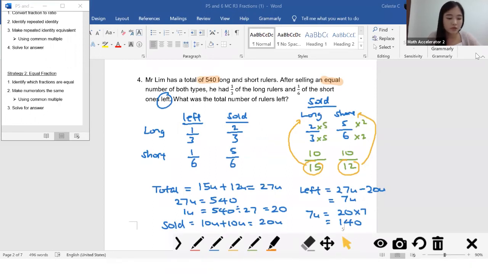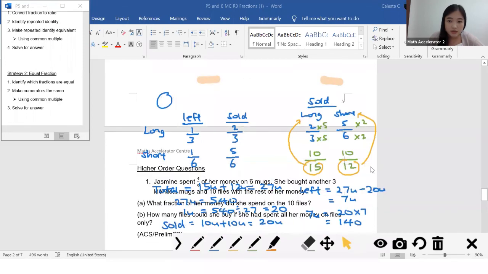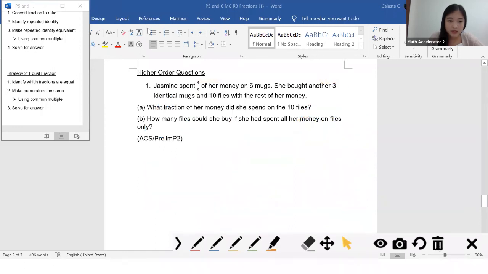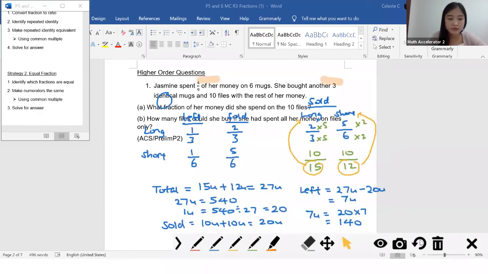Okay, let's go on to the higher order question. Okay, any questions? Okay, you can circle a question and then at the end of class you can ask me. Let's go to the higher order questions. Answer is 140 for question 4.